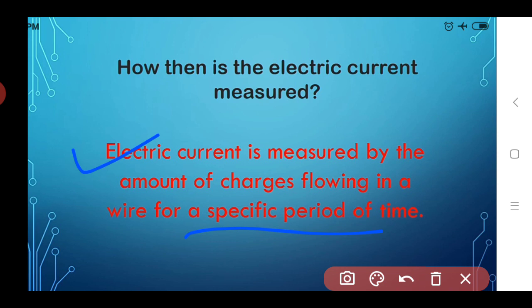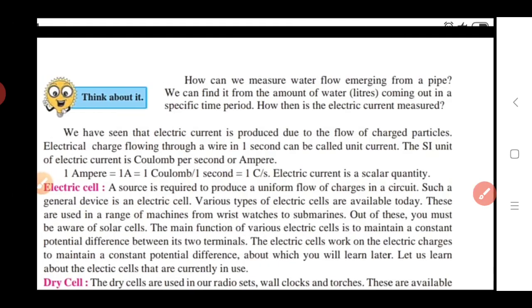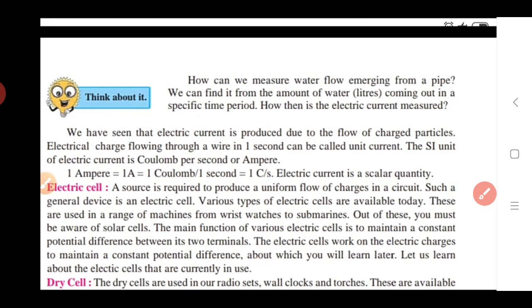So during this travel, how much time is required, or we can measure it as within 1 second how much electric charge will flow in that wire. In such a way we can measure how much electric current flows in a particular wire for a particular period of time. This is also given in your textbook.